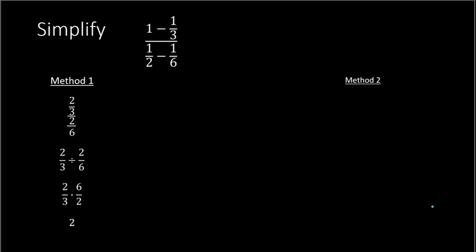Now method 2 is where we would find the least common denominator of all the fractions we see. So up here we see 2 fractions, right? Well, 1 is not written as a fraction, but we can think of it like that. We have 1 and 1/3, and then down here we have the 1/2 and 1/6. So looking at all the denominators, we have 3, 2, and 6. So what is the least common multiple, or least common denominator of all 3? That would be the number 6.